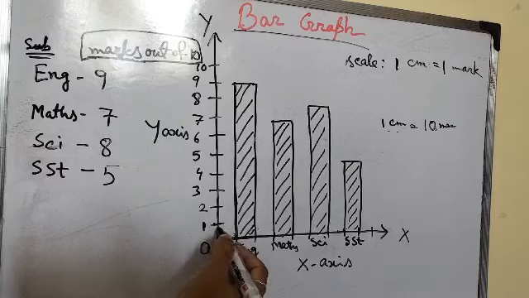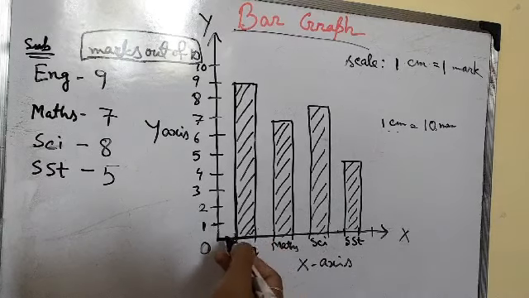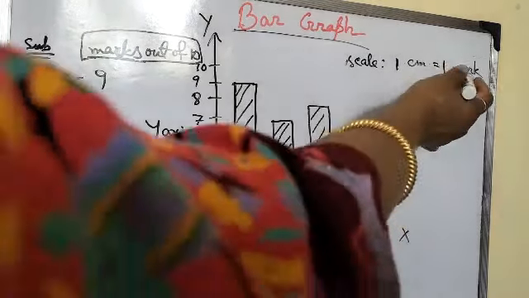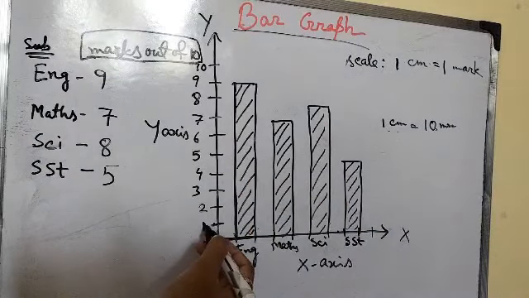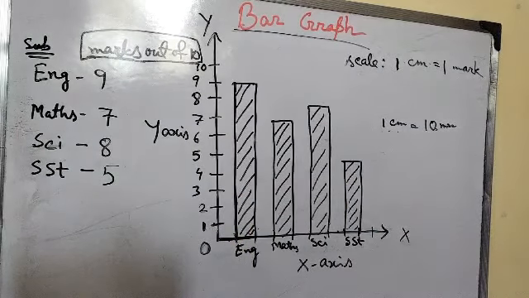So 10 boxes are here. If this is a millimeter graph, then 10 boxes means 1 centimeter. So 1 centimeter equal to 1 mark. 1 mark here, I put 1, 2, 3, 4. These are the 1 mark.